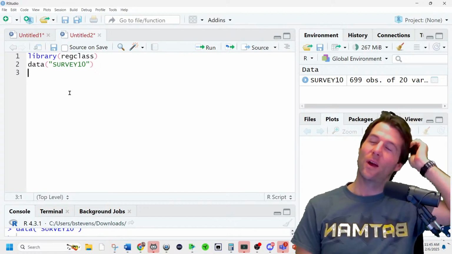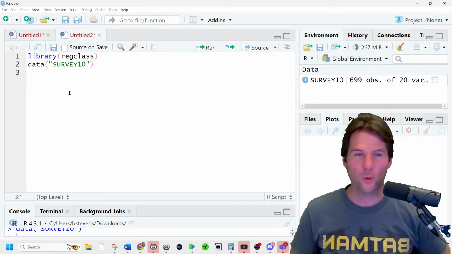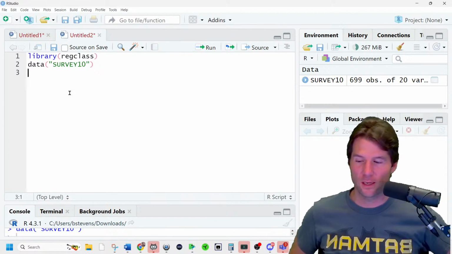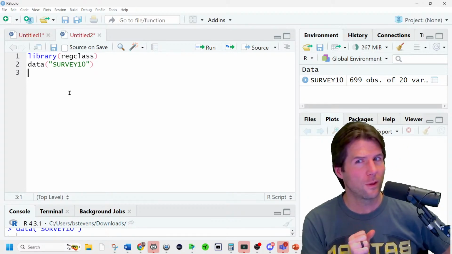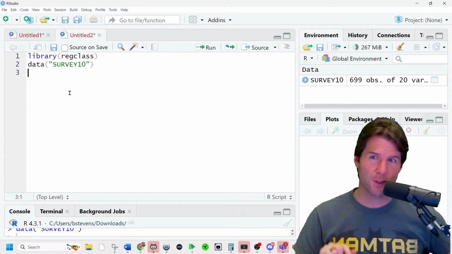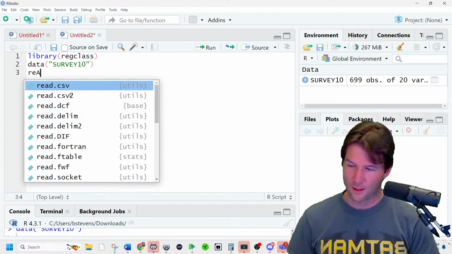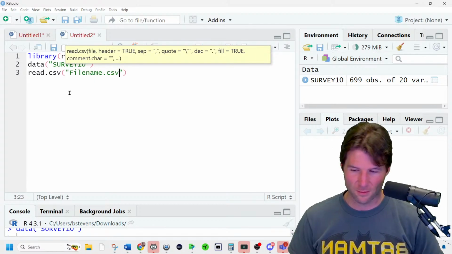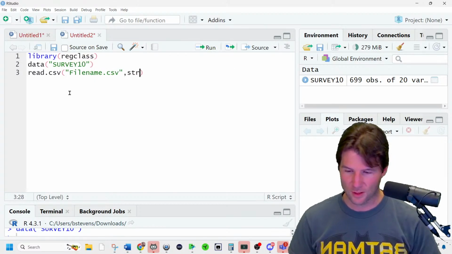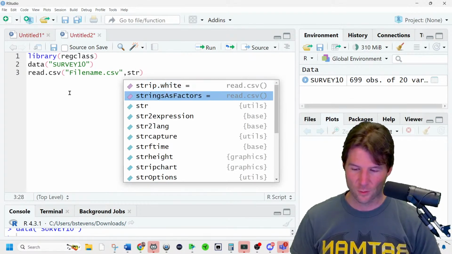So if I want to read in a CSV file, how would I do that? Like I have a comma separated value file. Which we're not doing right now. I'm just showing you if you have a CSV file, you've got to put it in your directory. You've got to have it over in your files, read.csv. You put in the file name. Make sure to make it something other than file name. And you might need strings as factors, probably true.